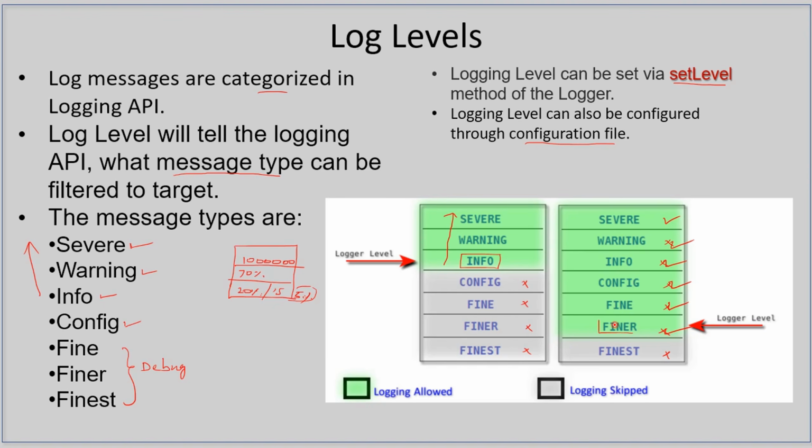Here the log level is at finer. So that's what it's saying here: logging allowed. That means here we set the logging level as info, so this kind of logging will reach the output. Similarly, here we are setting the logging level as finer, so only the finest message will get skipped. All other messages go to the output medium.